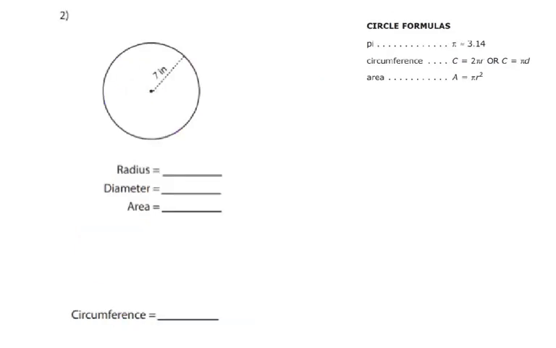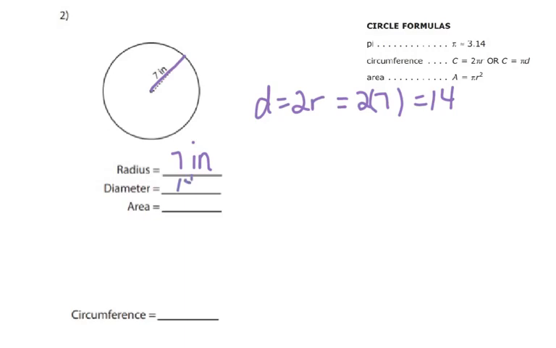Okay, so for this next problem, we need to identify the radius. So you can see the radius is given here. So our radius is 7 inches. And our diameter would be 2 times the radius. So our diameter is 2 times r. So 2 times 7 would be 14. So our diameter here would be 14 inches.